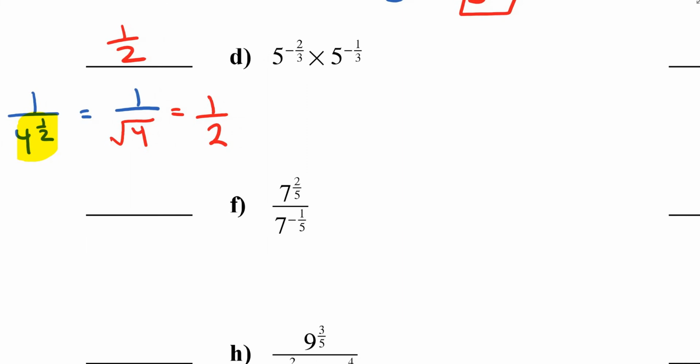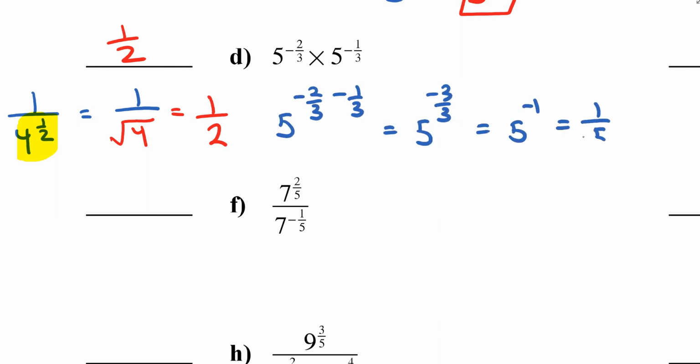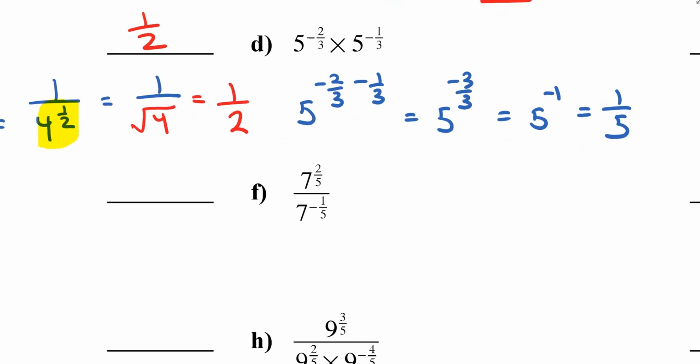Okay, moving on to letter D now. All right, let's just add the powers here, combine the powers here. So it's 5 to the power of negative 3 over 3, which is 5 to the power of negative 1, which is 1 over 5. So 1 over 5 is the final answer for that one.